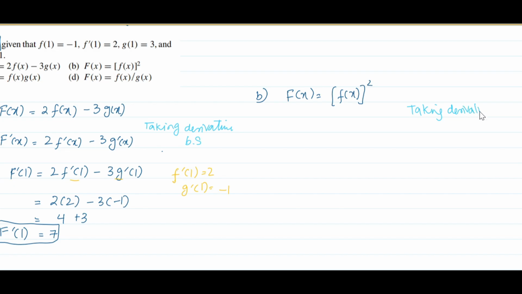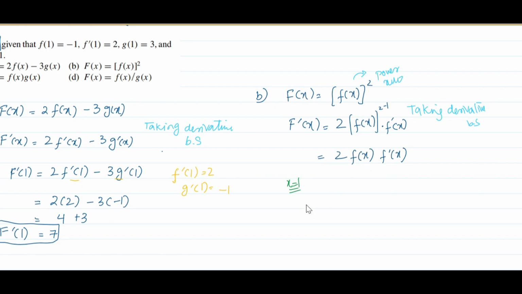Same in the b part. Take the derivative on both sides. And here you can see that we have the function in the form of a square. So we use the power rule. And what is the power rule? Take the power before the function and subtract 1 from the power, which leaves power 1. Further, you have to take the derivative of the inside function, which will be f dash of x. So now simplify to f of x and f dash of x, and as we have to find the value at 1, plug x is equal to 1, f dash of x is equal to 2 times f of 1 and f dash of 1. Plug the values of these terms, you will have negative 4.